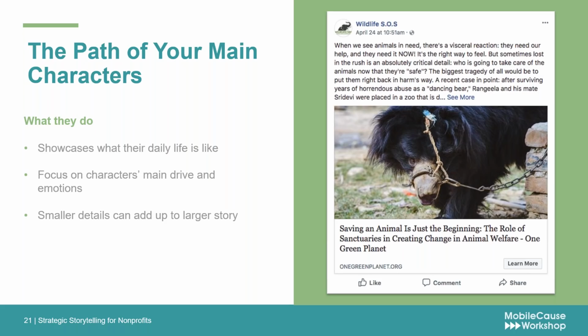And the example over here on the right is from an organization, Wildlife SOS, another social media post. Within this post, they're referencing themselves as the main characters of the story, and it begins to lead into the programs that they offer. Below in the title, you'll see the role of sanctuaries in creating change in animal welfare. So it begins to insert themselves into the story while still conveying the emotions that the organization and the animals face with that opening sentence there. When we see animals in need, there's a visceral reaction. So immediately you're emotionally connected to the character and also aware of the programs in place and what the organization is really set to do to help these characters out.